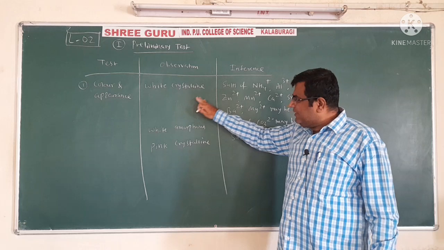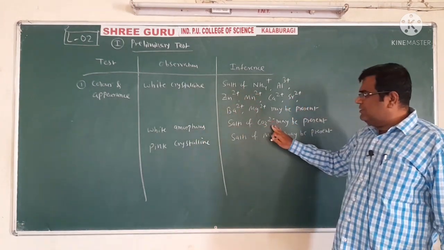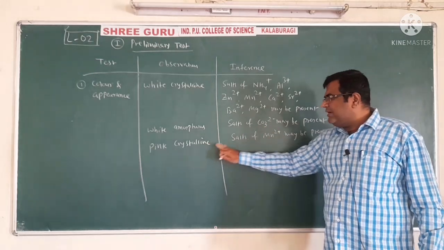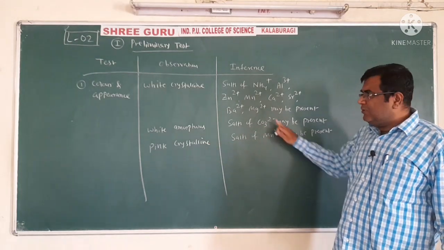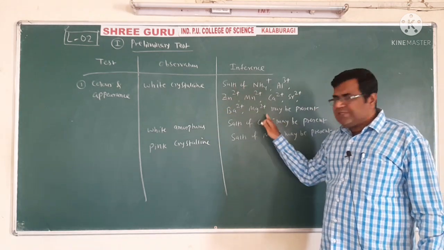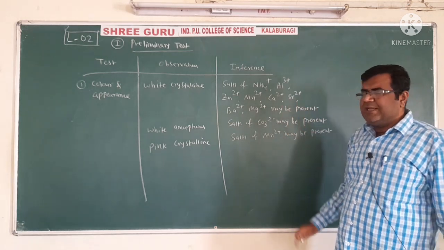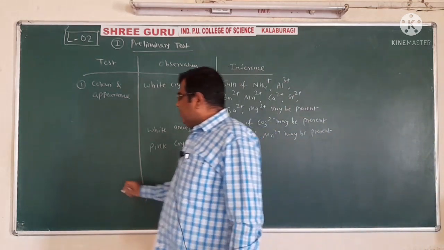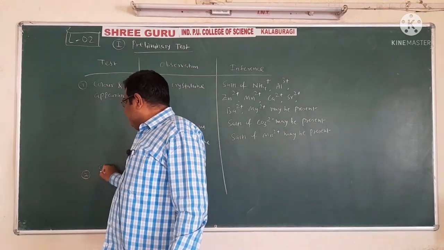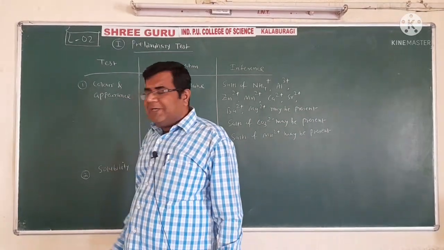If it is white crystalline, this conclusion. If white amorphous, this conclusion. If pink crystalline, this conclusion. So any one observation and corresponding conclusion you have to write. This is your first preliminary test, which is color and appearance. Another one is the solubility. We have to go ahead. We have to go for this solubility test.